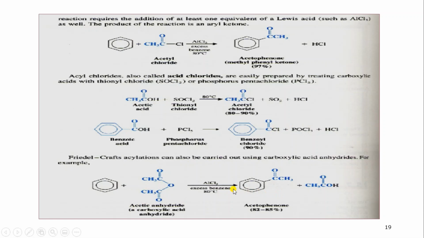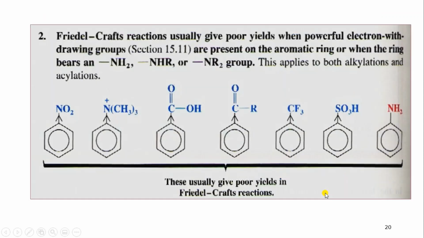Same is the case with acetic acid. You can also treat that with acetic anhydride. There is no need for pre-treatment, because acetic anhydride already has a very good leaving group. So if you are treating the benzene with acetic anhydride, then an acetyl group will be attached to the benzene ring. There is no problem with that.